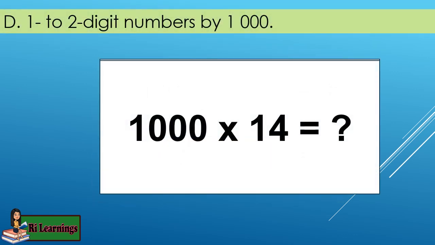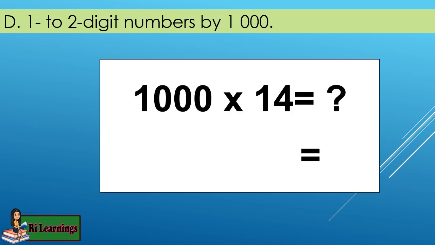Multiply 1 to 2-digit numbers by 1000. Using the number sentence, 1000 times 14 equals. Step 1. Count how many zeros are there in 1000. There are 3 zeros. Step 2. Find the number to be multiplied to 1000. That number is 14. Step 3. Add the number of zeros to the number to be multiplied to 1000. 14 add 3 zeros. The product is 14,000.